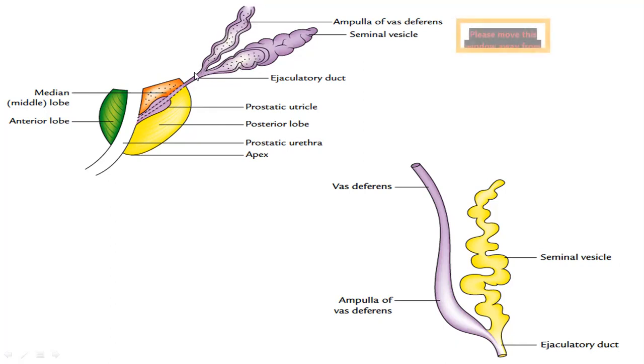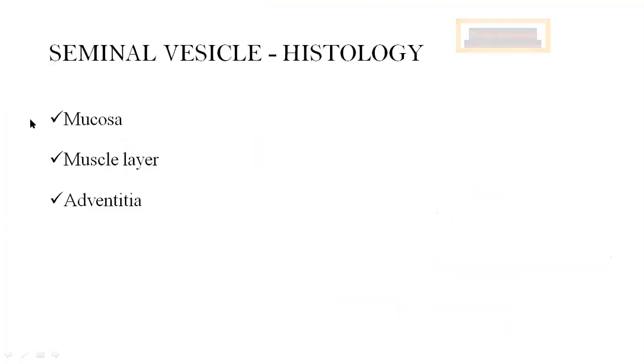So both of them join to form the ejaculatory duct, which pierces the prostate and then opens in the prostatic urethra. You can see the seminal vesicles are also highly coiled structures. This is the vas deferens ampulla. Both of them join to form the ejaculatory duct opening in the prostatic urethra.